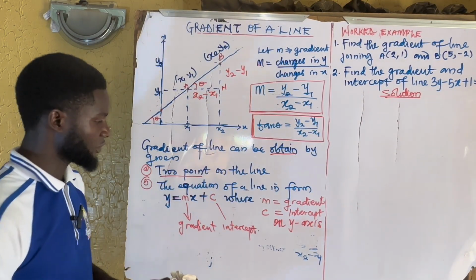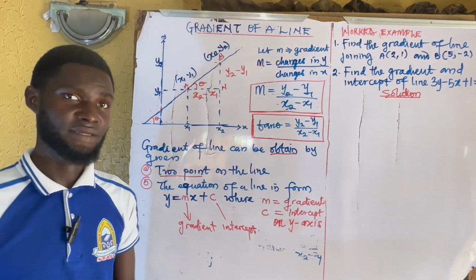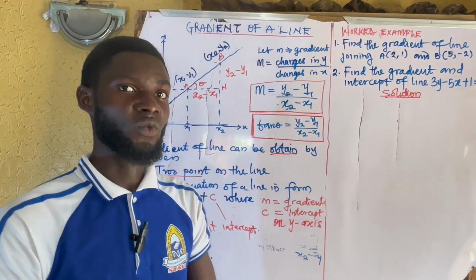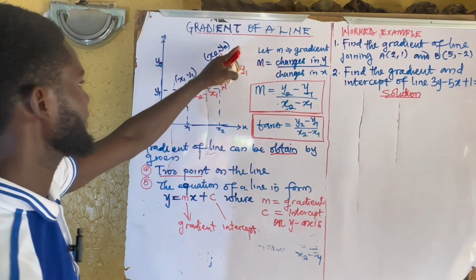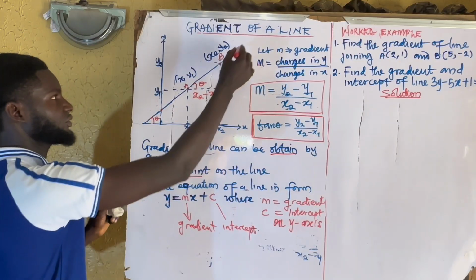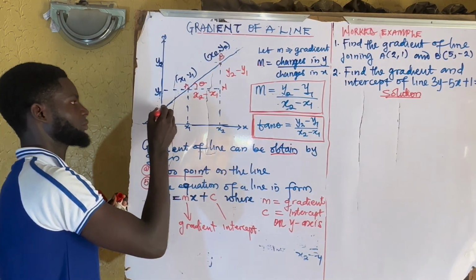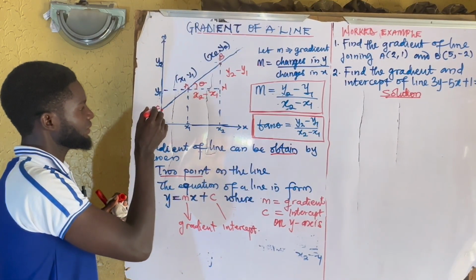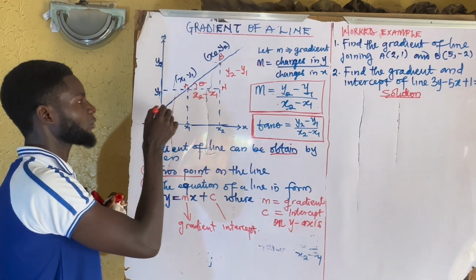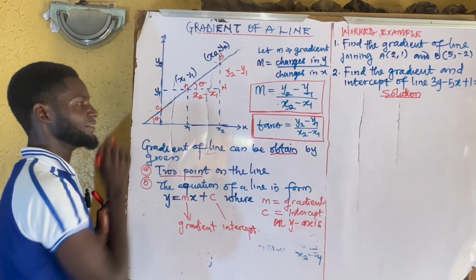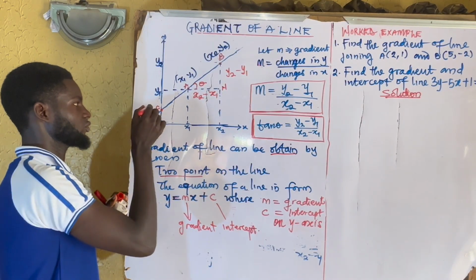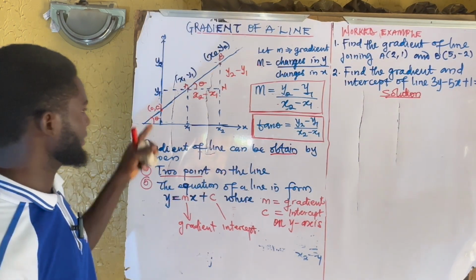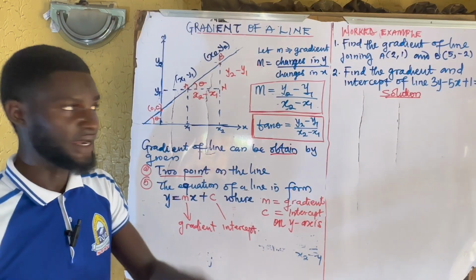Now, the question that will come up here is, what do we mean by intercept? The intercept of a line is where the line cuts the y-axis. If you look at this line very well, where it cuts the y-axis is at this point. Let's call that point C. That means the coordinate of y here is c, and the coordinate of x here is going to be 0. So c stands for the intercept, where the line cuts the y-axis.